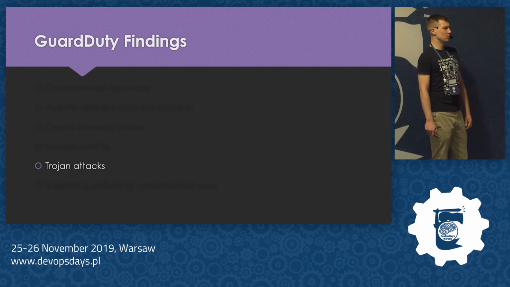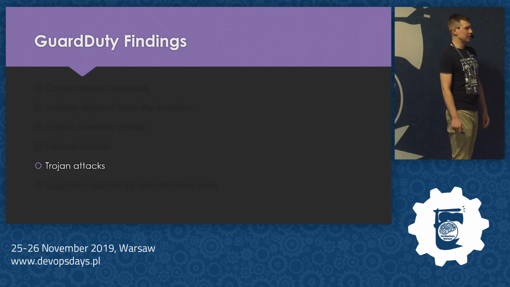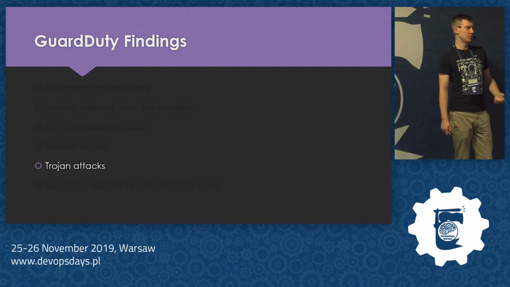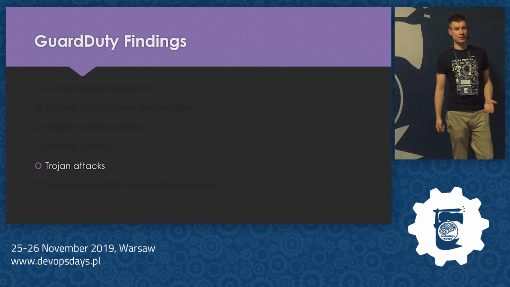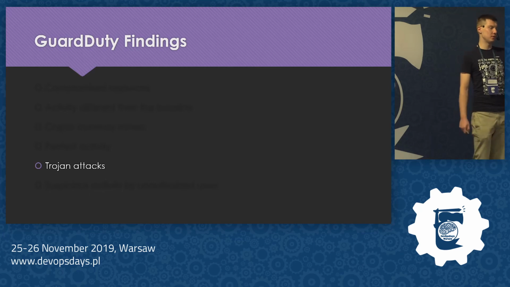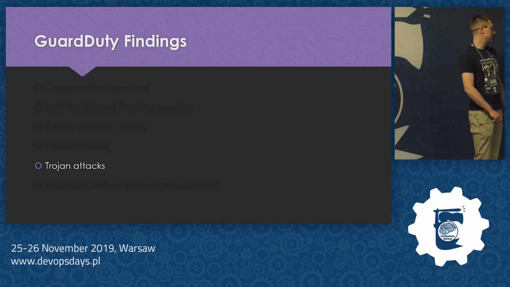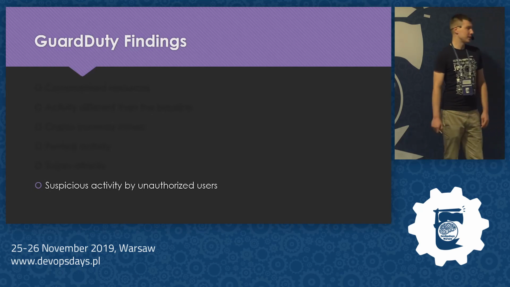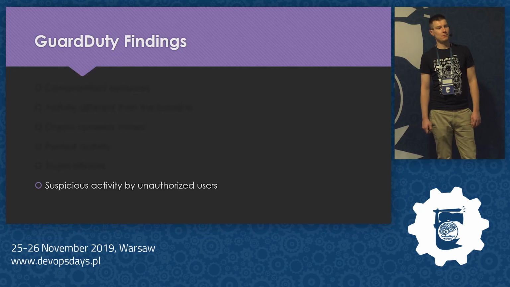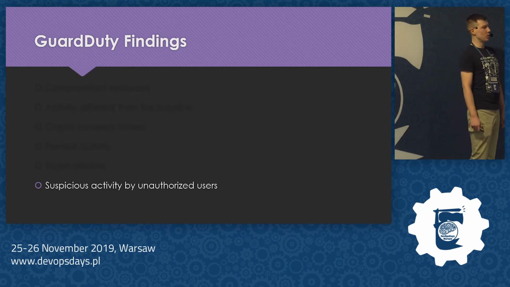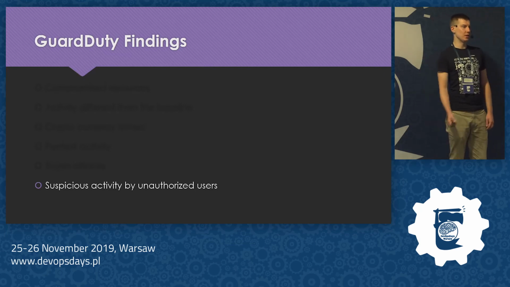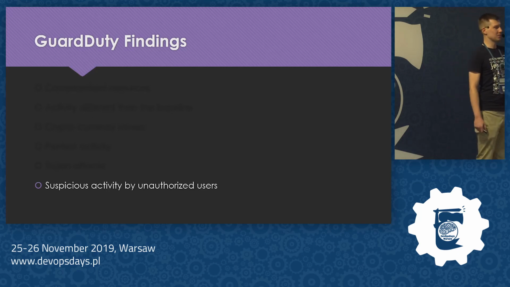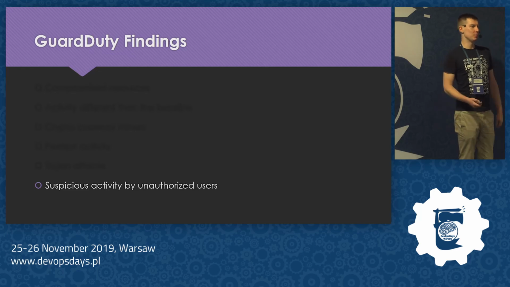Trojan attacks, so this is, I guess, coming from the fact that it has DNS logs and it knows if there is a piece of software on your EC2 instance that tries to resolve some suspicious domains. And also suspicious activities by unauthorized users. So if you have an S3 bucket that's being opened to the public and there is something suspicious happening there, it can alert you on that as well. Obviously, considering that you opened this S3 bucket to the public by mistake.